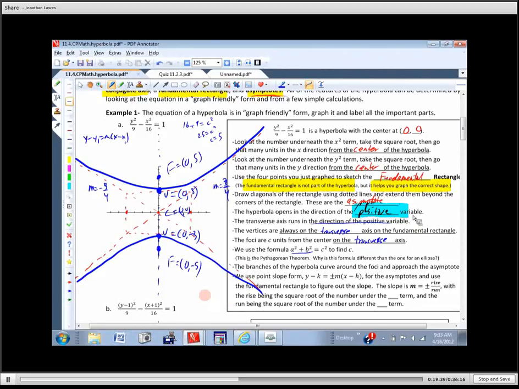So the line on the y-axis, the transverse axis? Yep. It's always with the positive variable, so if the x was switched with the y, it'd be on the x-axis? It would be on the x-axis, and it wouldn't open up and down. It would open to the right and to the left.